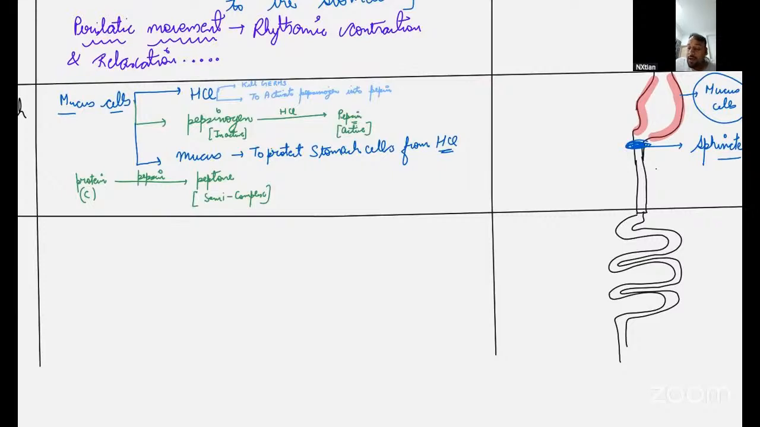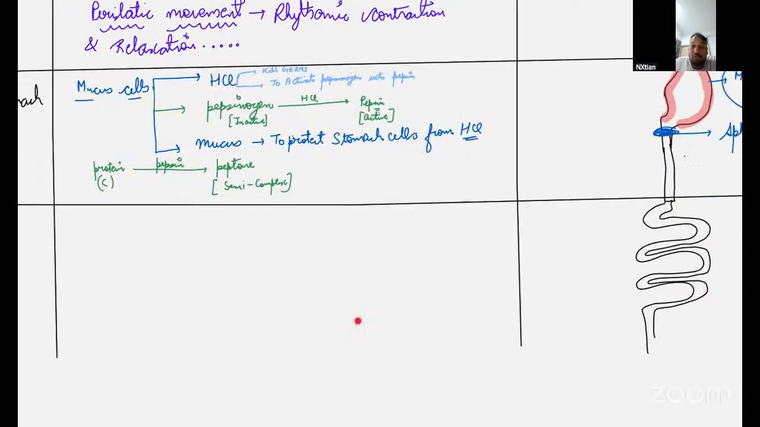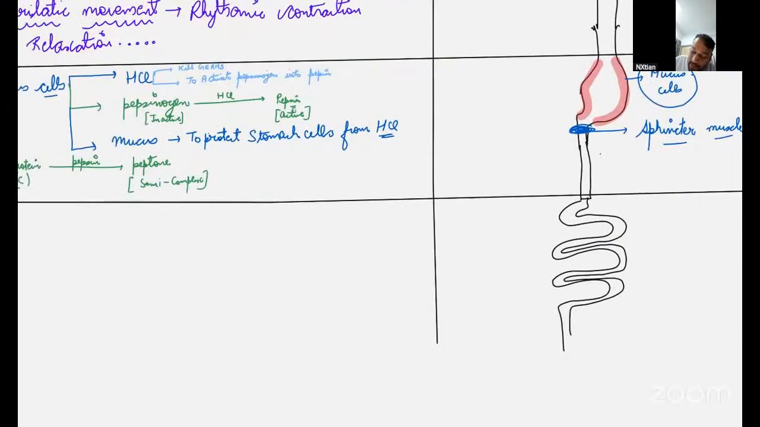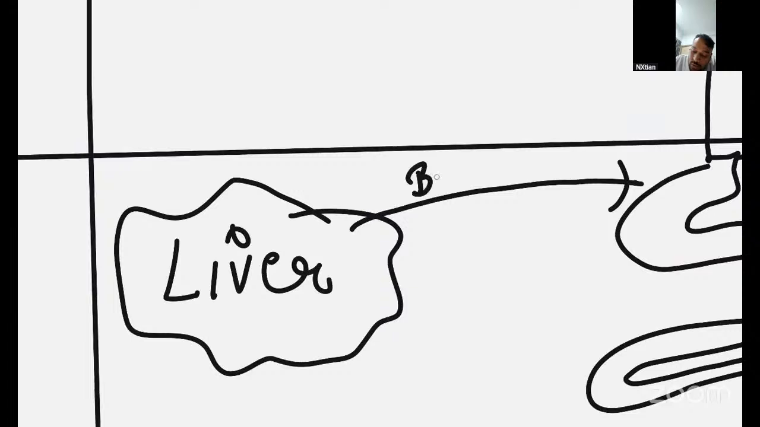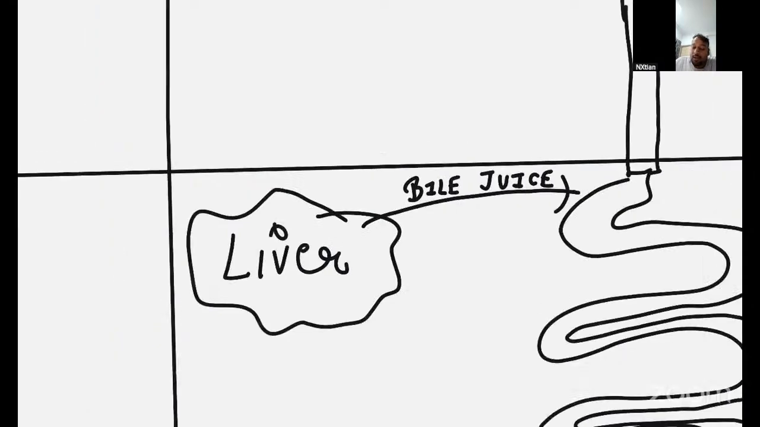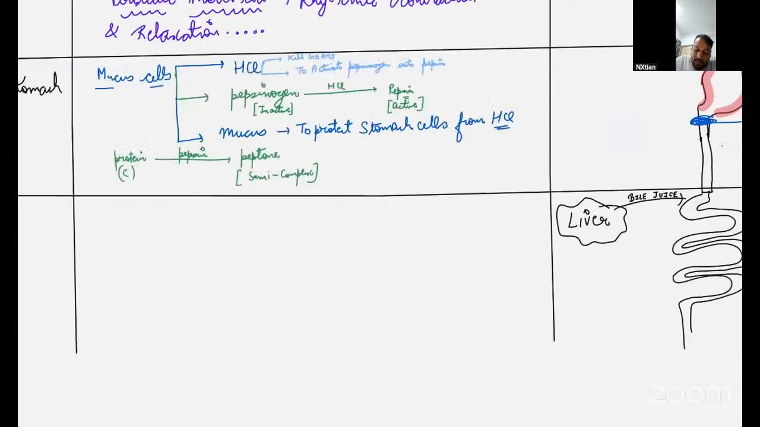Okay, so the small intestine doesn't have any mucus. So what happened? Now the work of two more organs will come. The first is the liver. And the liver will release a juice called bile juice. Now what is the role of bile juice? So we'll come to this.